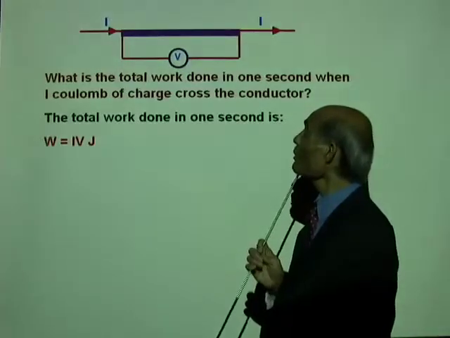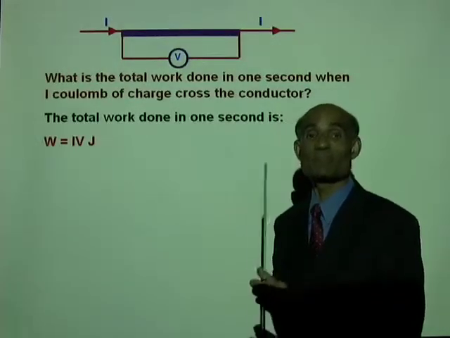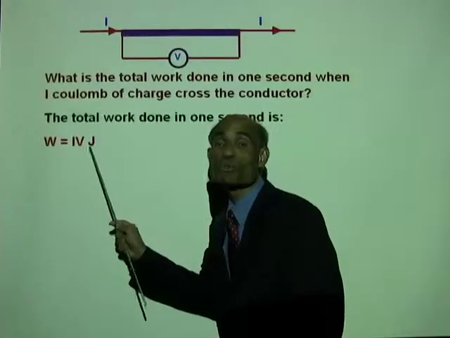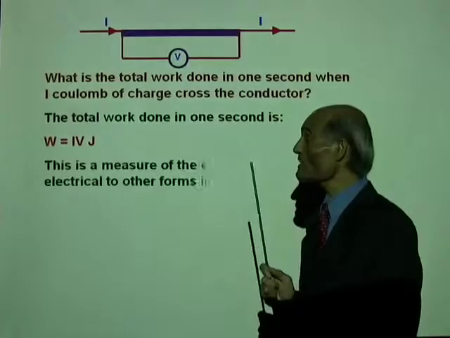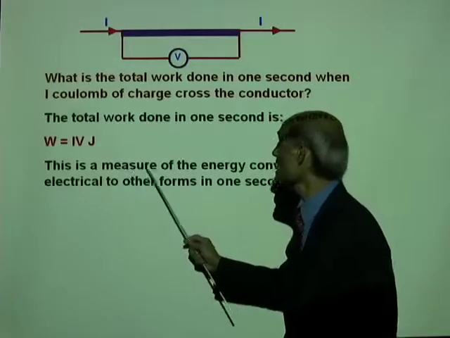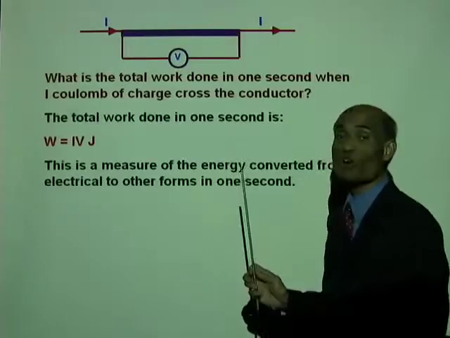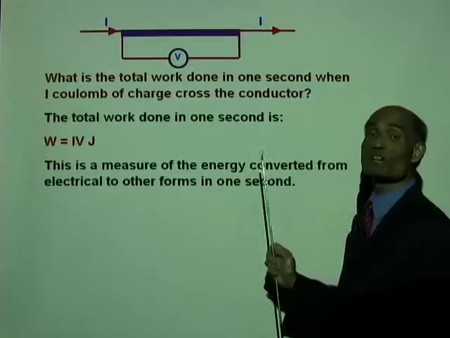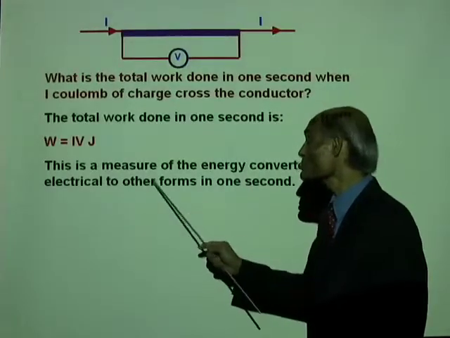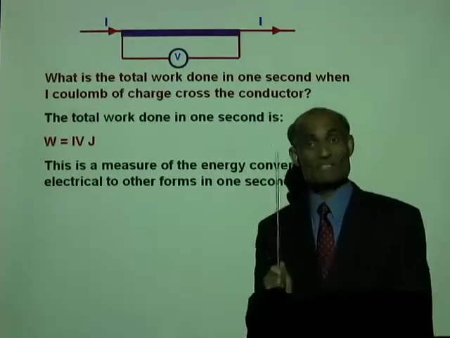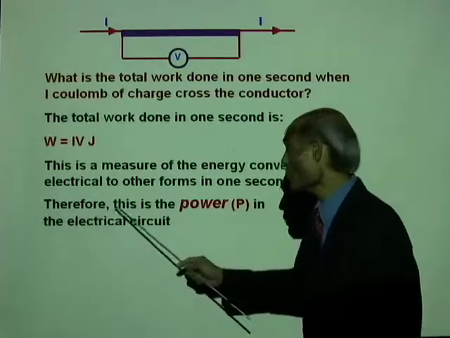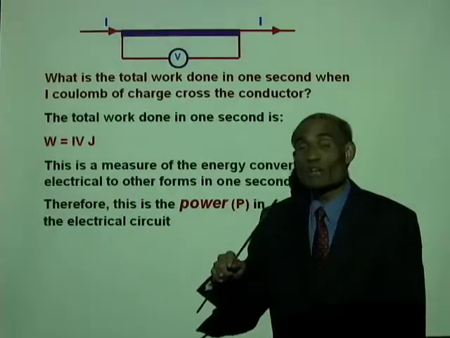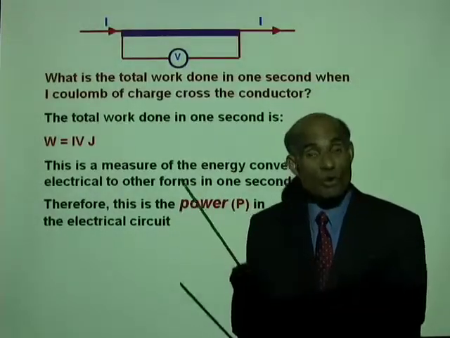And what do you call work done in 1 second? So we say work done is I times V joules, and this is the work done in 1 second. Work done in 1 second is a measure of the power. Is that right? This is a measure of the energy converted from electrical to other forms in 1 second. Therefore, this is called the power in the electrical circuit. Work done in 1 second is what we call the power.